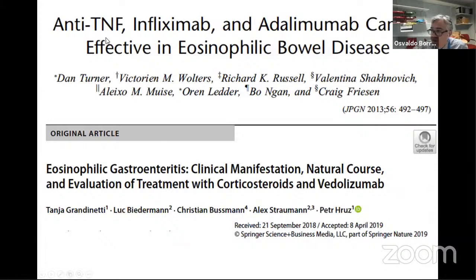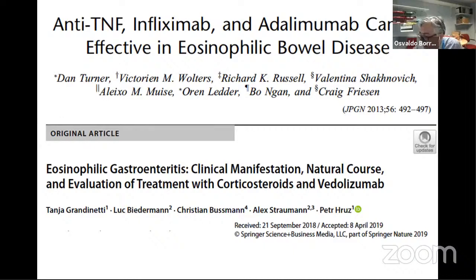So I'm just showing some results. In 2013, Dan Turner showed how in almost 12 patients the use of infliximab and adalimumab was effective in maintaining remission in patients with refractory eosinophilic gastrointestinal disease.